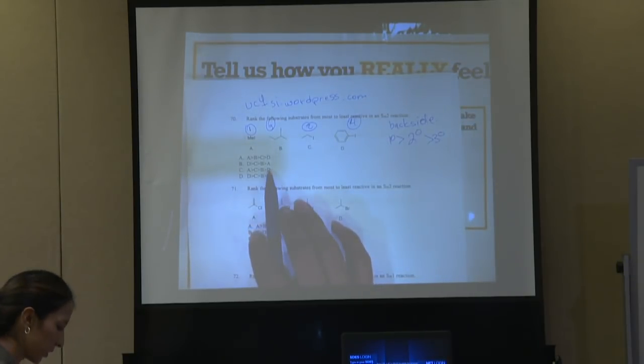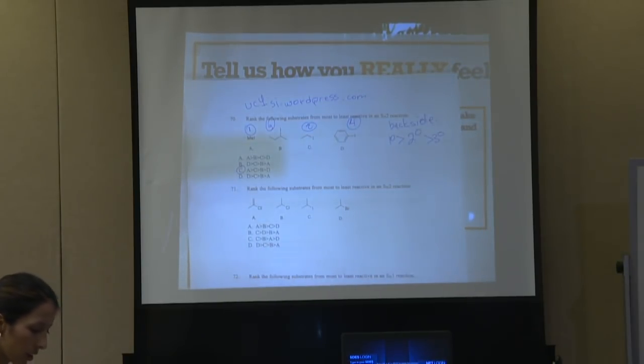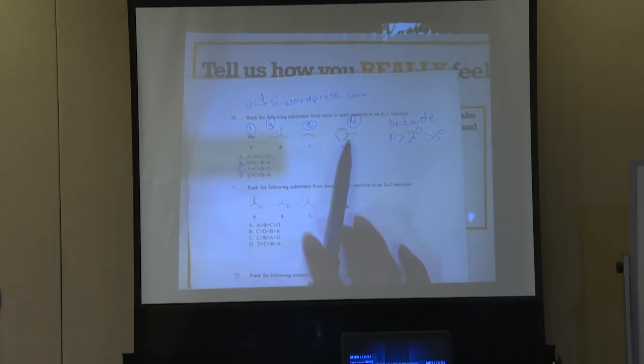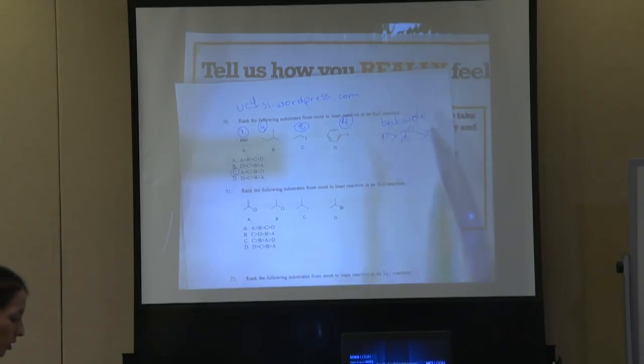So what is this one, guys? So this is C. What's the difference between B and D? This is an aryl group. Because it's directly coming off of the benzene ring, that's what makes it even less reactive. Everybody good with that? All right, cool.